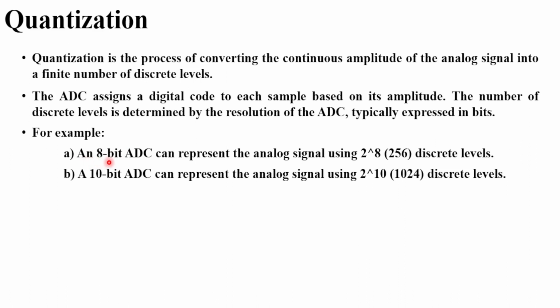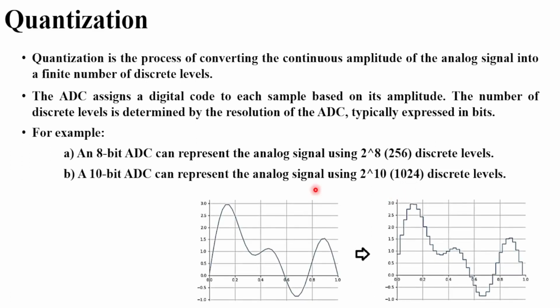So, every A to D will have one of the parameters, the bit. For example, if we have an 8-bit ADC, then that ADC can generate 2 to the power 8, that is 256 discrete levels. So, the signal can be divided into 256 different voltage levels. Suppose we increase the number of bits, say a 10-bit ADC, then the number of levels will be 2 to the power 10, that is 1024 discrete levels.